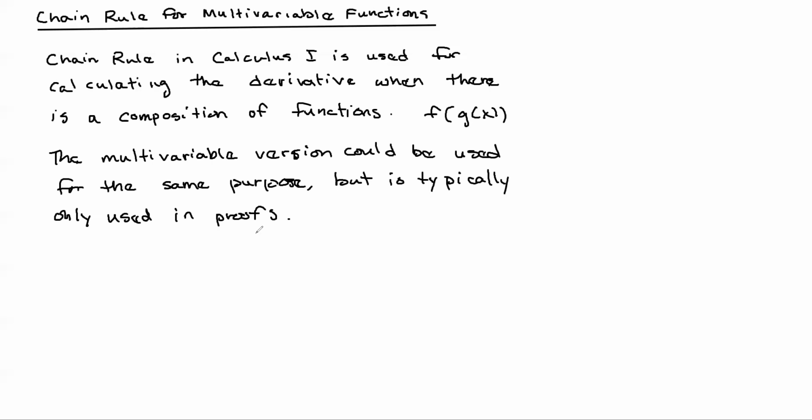Now, the consequence of the fact that the multivariable version is only used for proofs is that this video is going to be a short video. I'm just going to give a fairly brief overview of how you calculate a multivariable chain rule, and then we're going to conclude the video. So to start, we're going to go over the Calc 1 chain rule again, but we're going to use what's called a derivative tree.